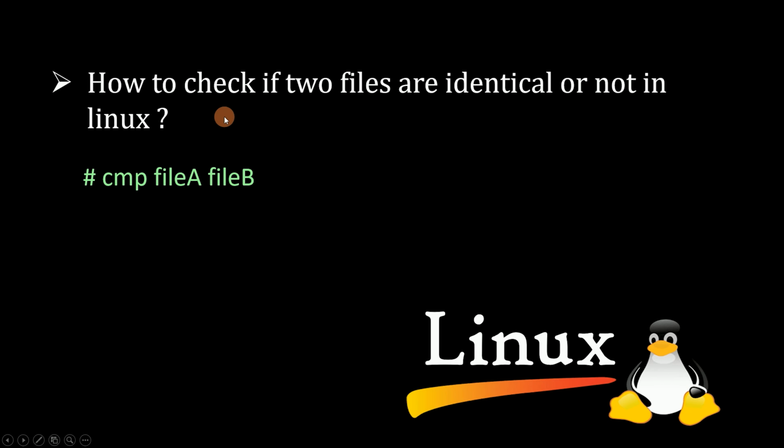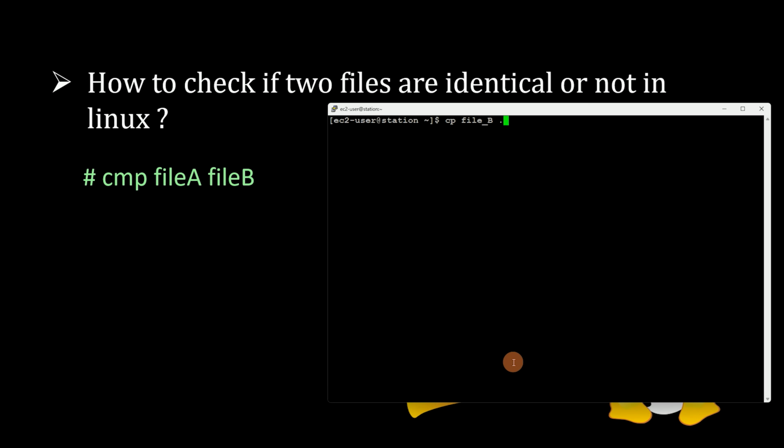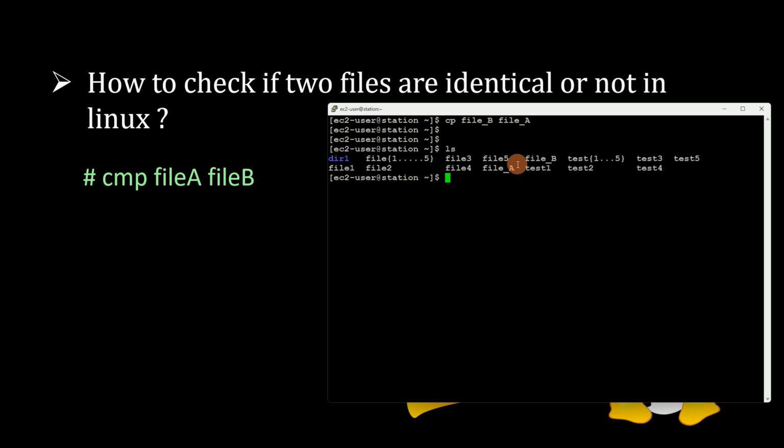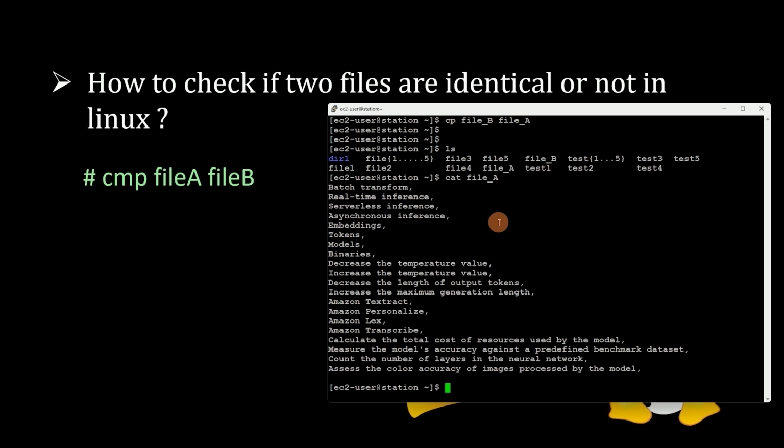Now next question: how to check if two files are identical or not in Linux? Let's try that. The command for that will be cmp, compare file A, file B. Let's do one thing. We have file B, right? So let's make a copy of it: cp file B, and copy it to file A. I think it has been copied. File A is there, file B is there. Let's check file A to see if it has the content of file B. Yeah, it has. So let's compare these files, because both files should be identical, right?